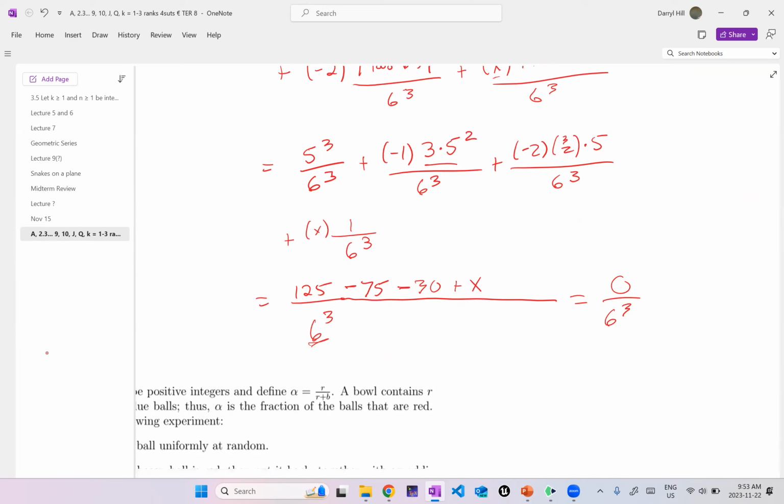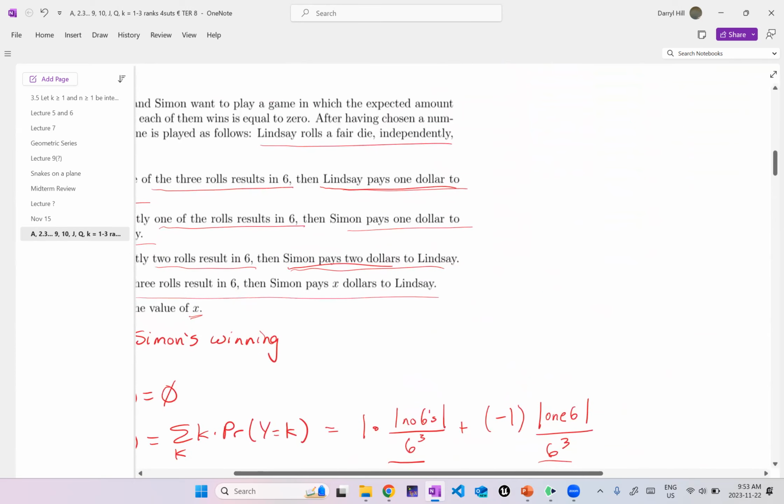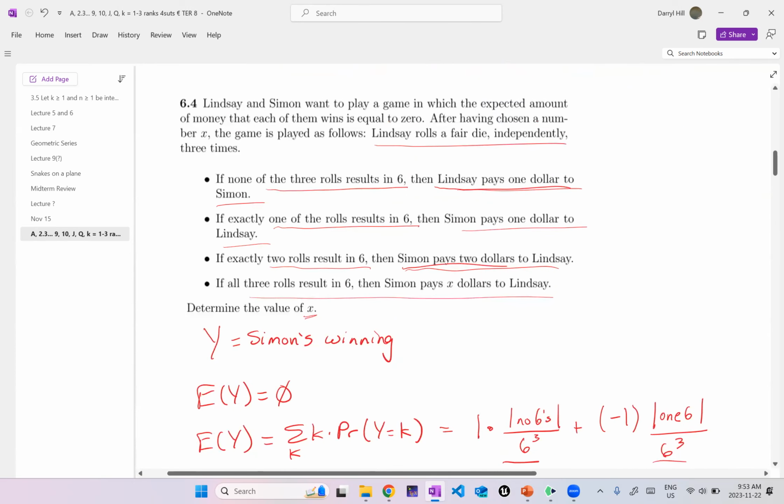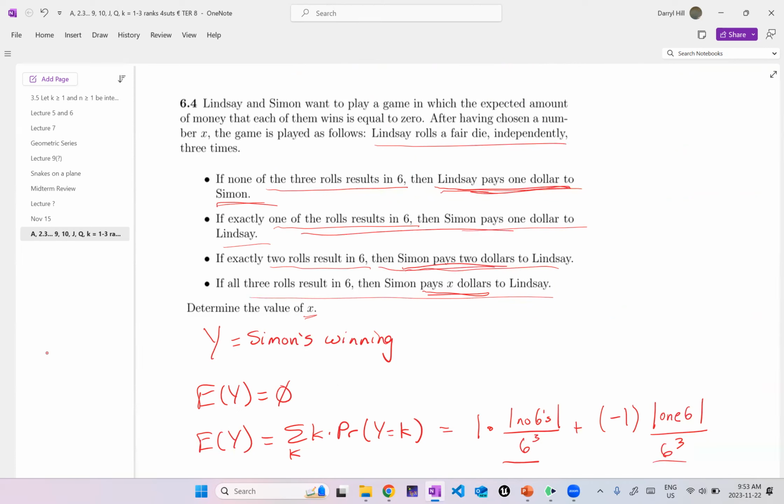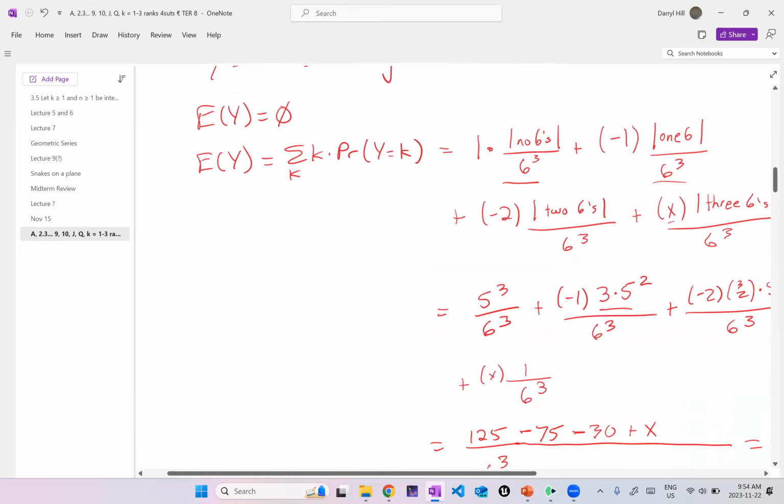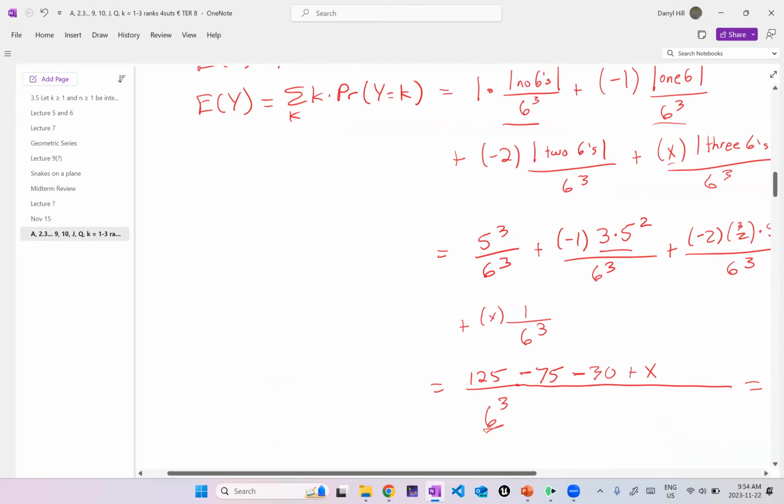So I have x is -20? Yeah. So in order for this game to be even, if all 3 rolls result in 6, Simon should pay $20 to Lindsay. And if they do that, Lindsay's only paying $1 at a time, Simon paying more, ostensibly, but on average, they should average out to 0.